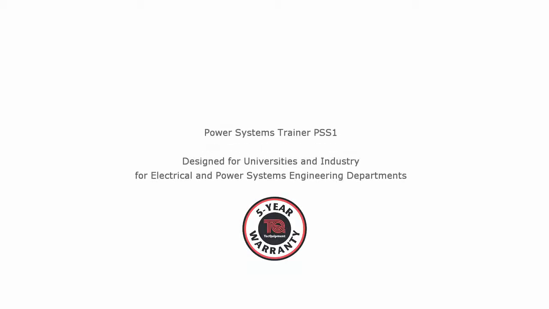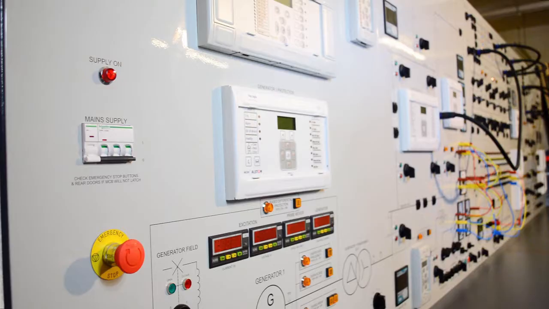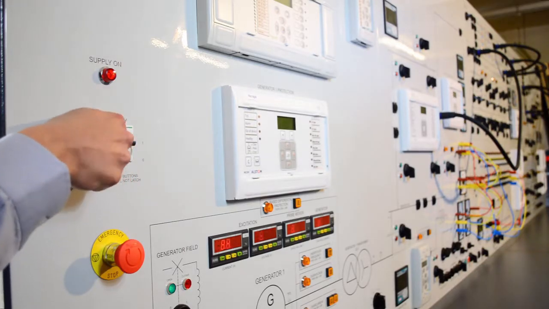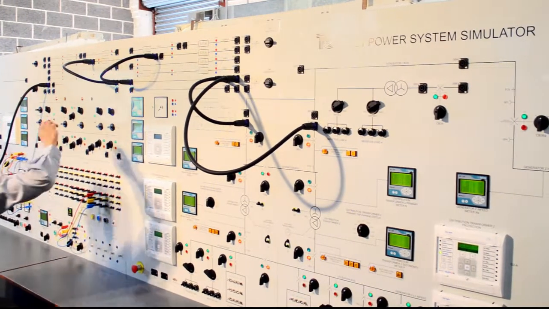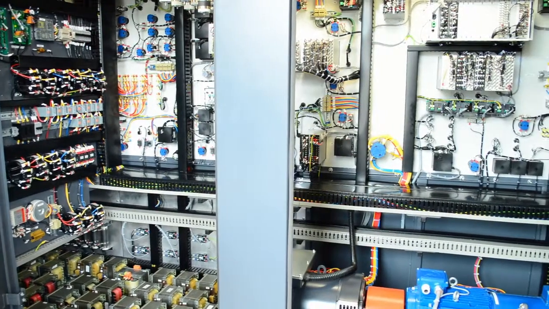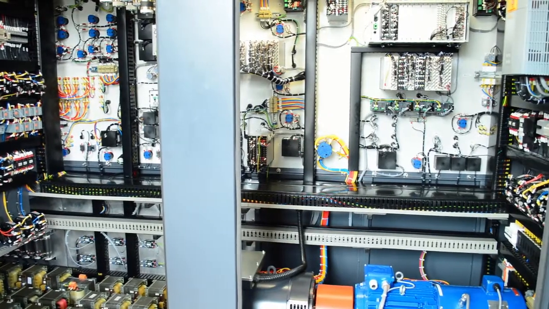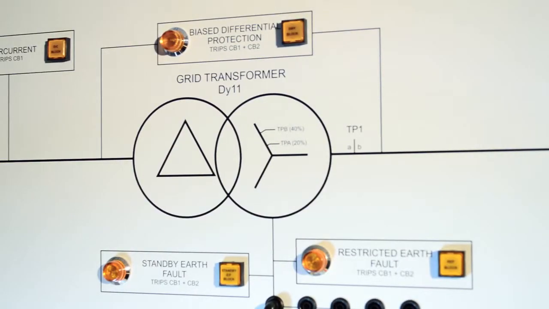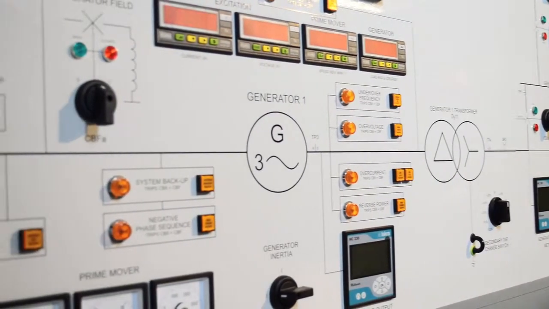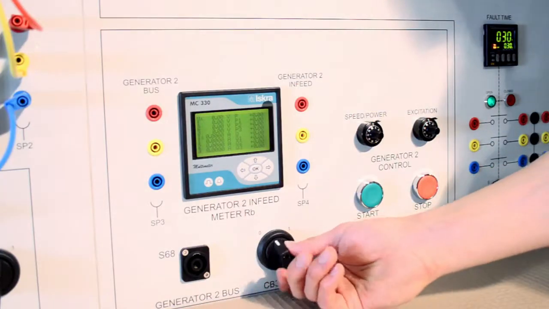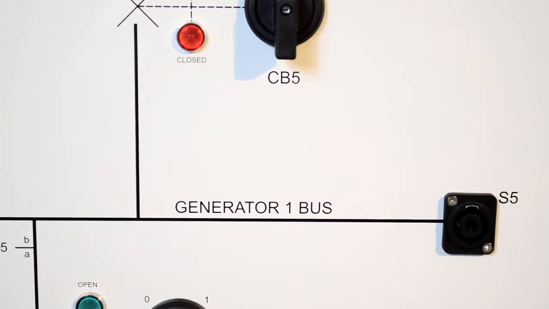The PSS1 Power Systems Trainer is a self-contained unit that simulates all parts of electrical power systems, including generation, transmission, transformation, distribution, utilization, and protection. Power input for the PSS1 can come from either the prime mover generator, mains grid supply, or a second generator, the PSS3.